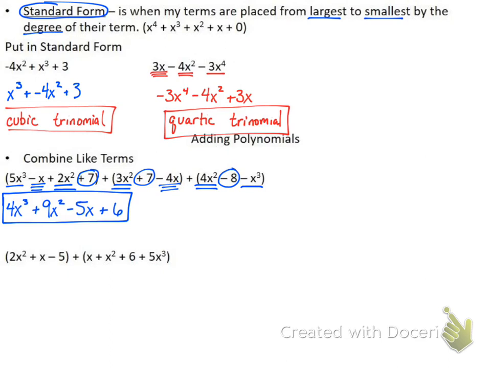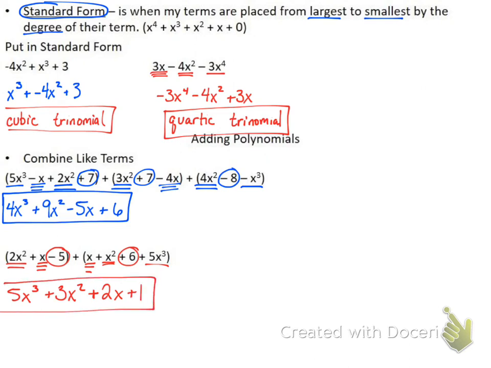With the next one, same thing. Add together, my biggest exponent is x to the third. So I have 5x to the third. Combine together my x squareds, I get 3x squared. All my regular x's, I get 2x. And then all my regular numbers, a negative 5 and a positive 6 gives me a positive 1. Again, naming that, it would be a polynomial, and it would be a cubic polynomial again.